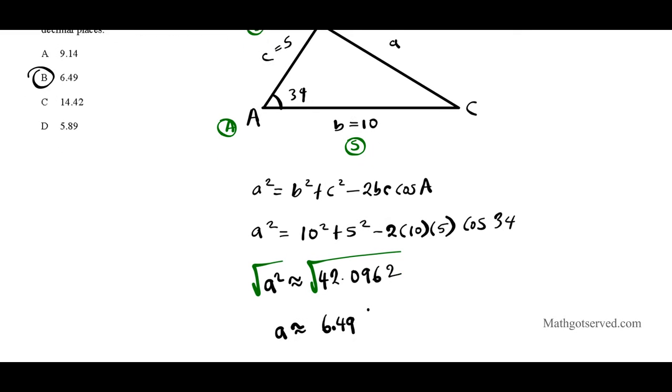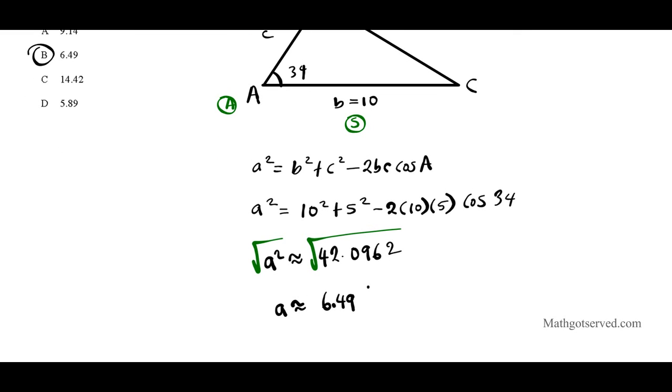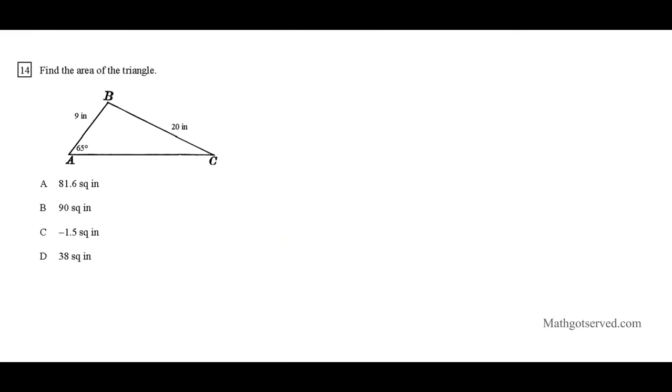Now let's move on to the next one, question 14. Oh, that was 13, sorry about that. Question 14 says find the area of the triangle. Let's take a look at the situation we have here. We want to find the area. To use the area formula, we must have SAS, two sides and the included angle, and we can use the formula K equals 1 half the side times the side times the sine of the included angle.